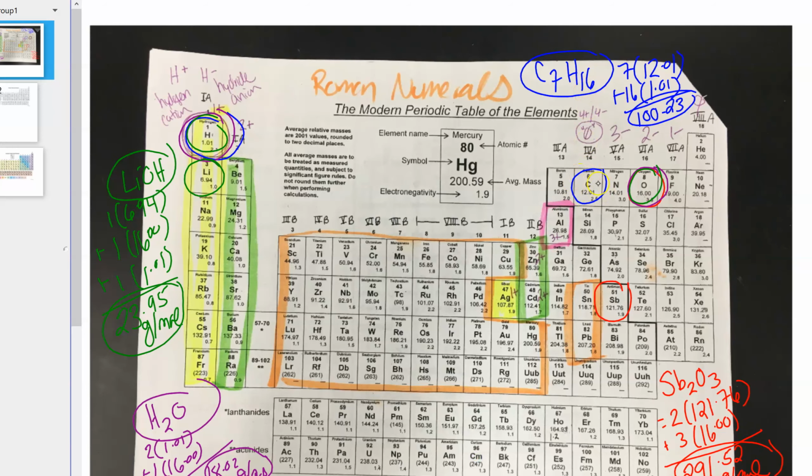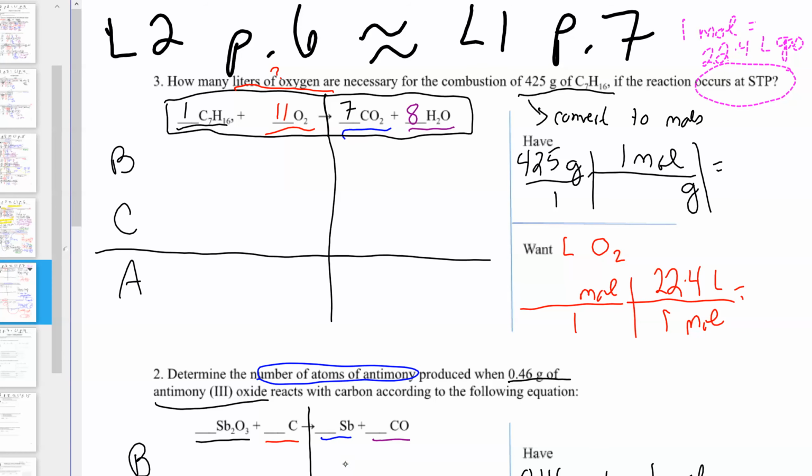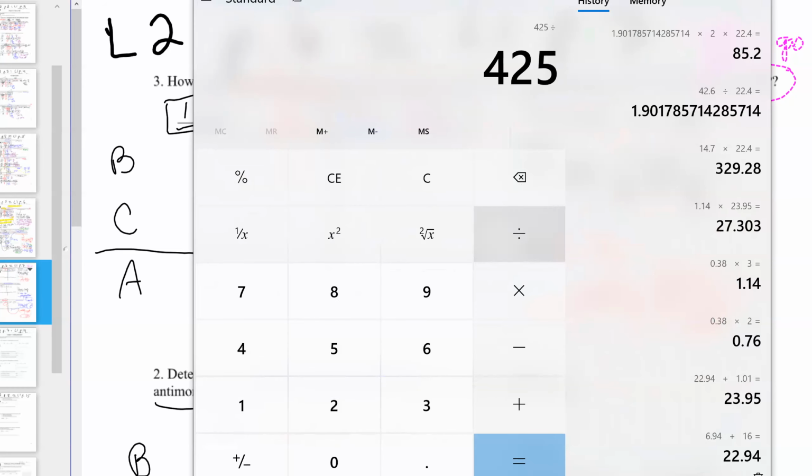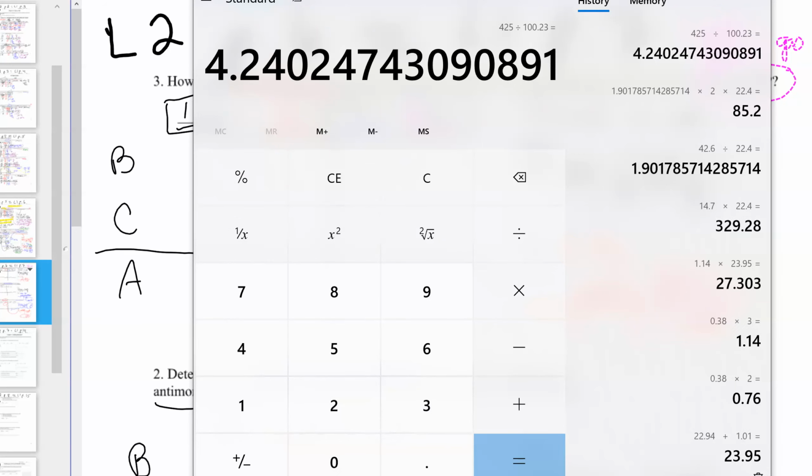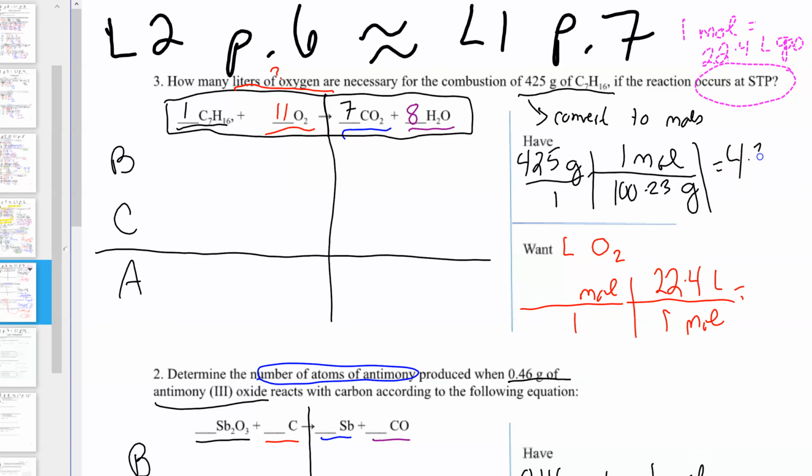C7H16: here's carbon, H16, so 7 times 12.01 plus 16 times 1.01, that should get you 100.23 grams. So let's plug in our 100.23 grams. And now we've got to take all the tops, divide by the bottom, so it's going to be 425 divided by 100.23. And that gives us 4.24. We'll call that good. So 4.24, and that's how many moles of our hydrocarbon C7H16 we have.